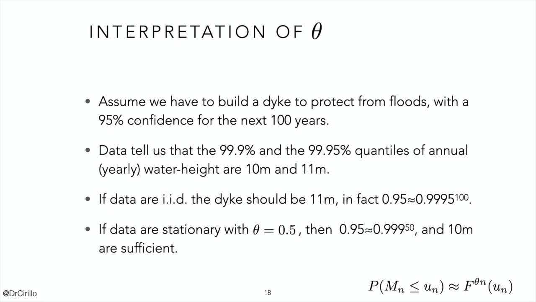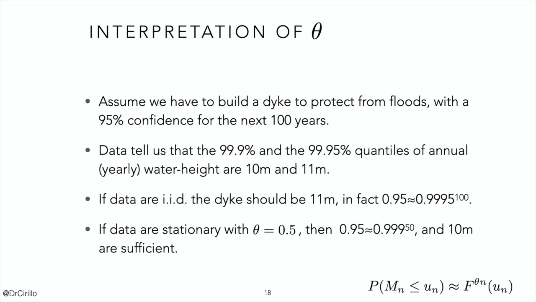Now, we want to build this dike with a 95% confidence for the next 100 years. Historical data tell us that there is a 99.9% probability that the water height will be below 10 meters, so the 99.9% quantile, or the 99.9% value at risk, if you want, in financial terms, is 10 meters. For the 99.95% case, this is 11 meters. Now, if our data are i.i.d., what we have is that the dike should be 11 meters.